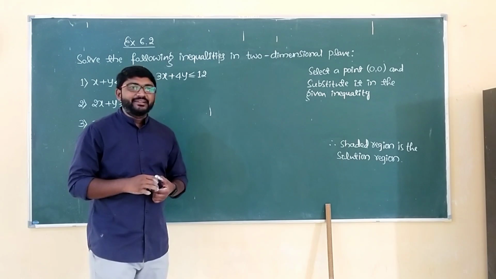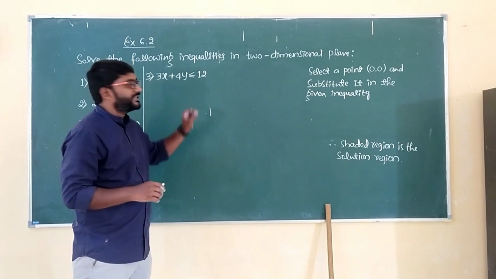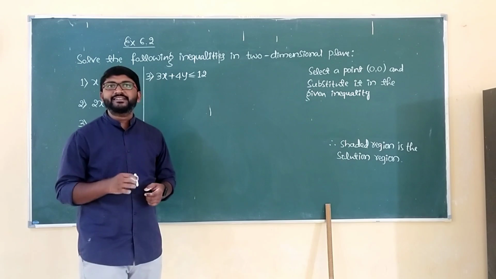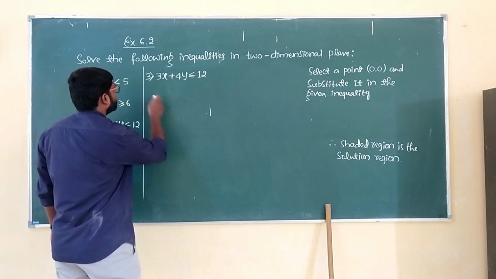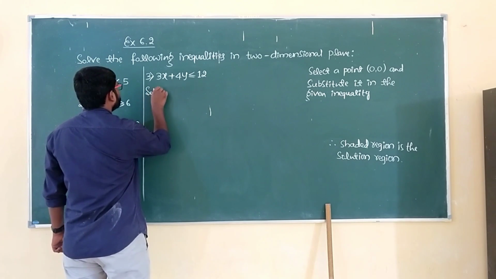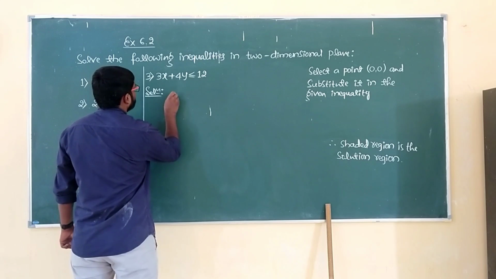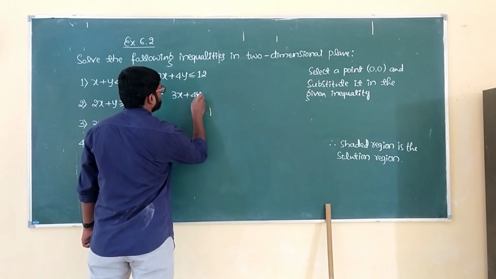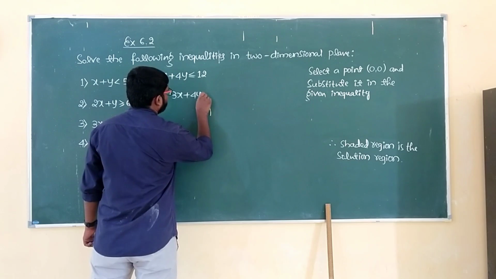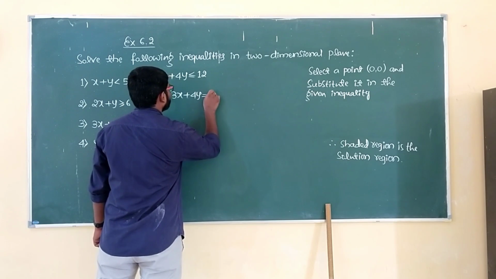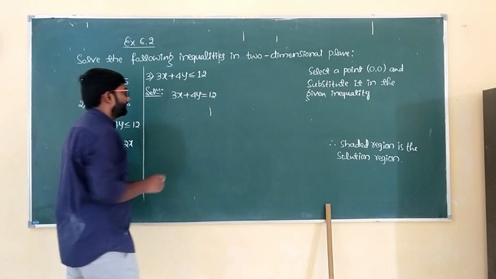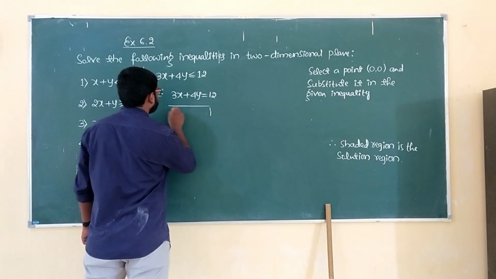Well, question number 3, it is 3x plus 4y less than or equal to 12. So what is the first step now? We have to remove the inequality sign and write the equal sign. 3x plus 4y, which is equals to 12. So for this we have to go for the table now. We have to write the table for this.